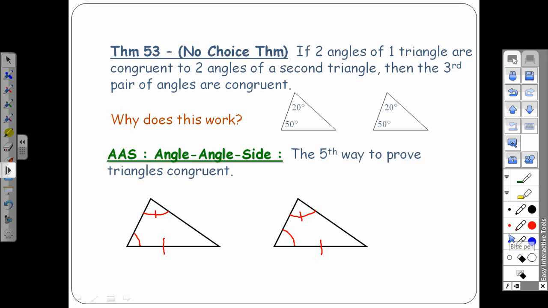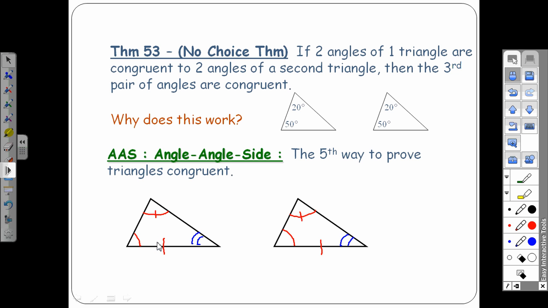Okay, so why would we be able to use angle angle side now that we know the no-choice theorem? Well, basically somebody along the lines said, hey, we've got this no-choice theorem that says if these two angles are congruent to those two angles, then we have no choice but to say that this third angle here is congruent to this third angle. And lo and behold, you would now have angle side angle. So they decided, well, why do we have to do all of that? Why can't we just come up with a postulate that says angle angle side?